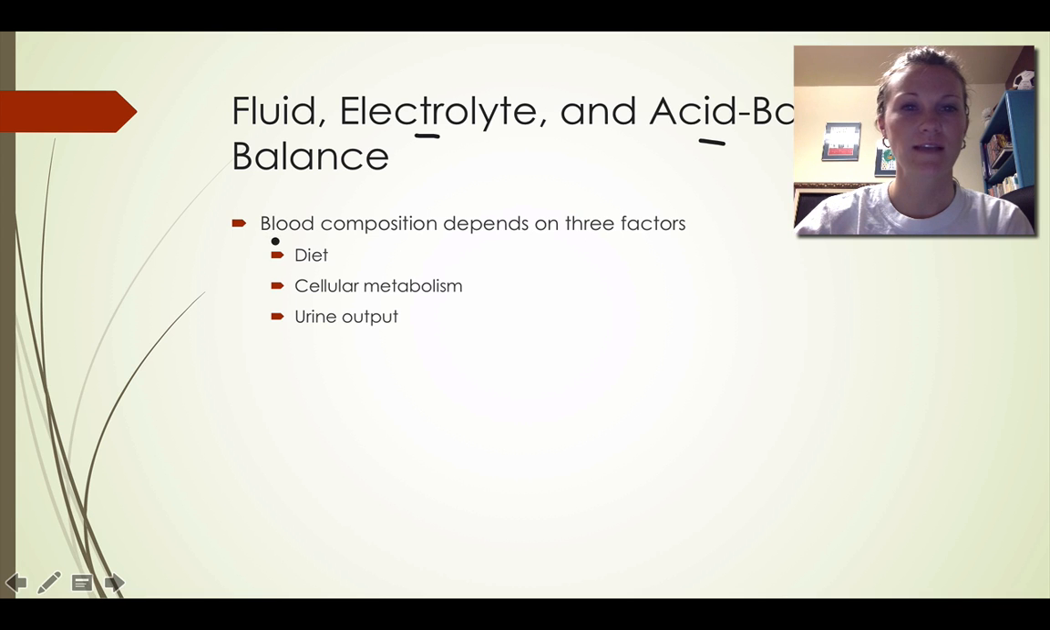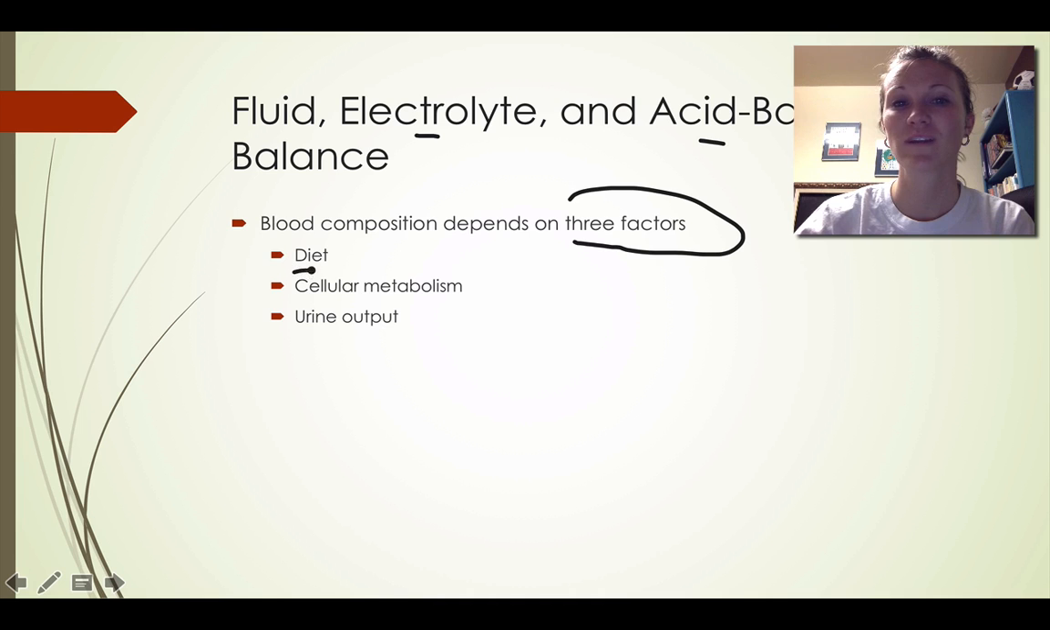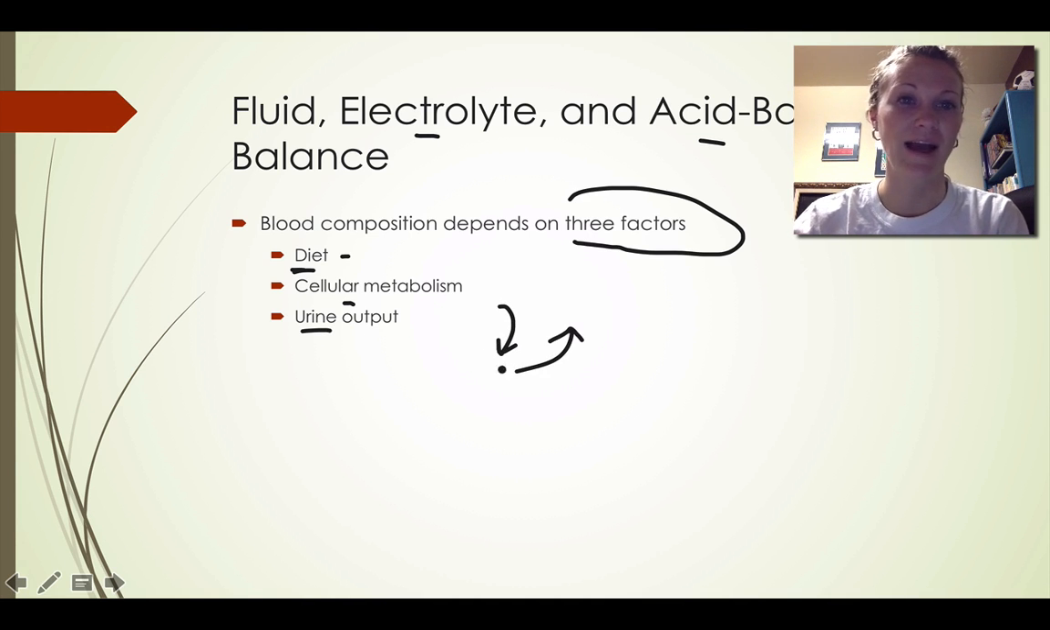So the first thing is that the blood composition depends on three major factors. The first one is your diet, the next one is cellular metabolism, and then also urine output. So we'll talk about this a little bit, but your blood deals with, hopefully you've heard of the saying, you are what you eat. So that's where the diet comes in. And then your cellular metabolism, meaning what types of nutrients are going in and what waste products are coming out of that. And then also urine output.